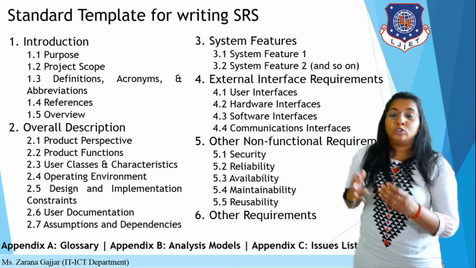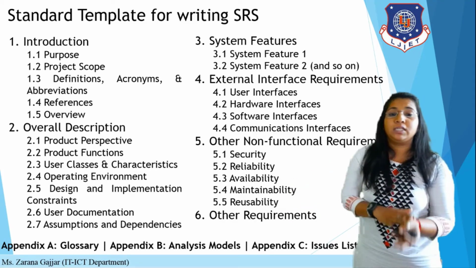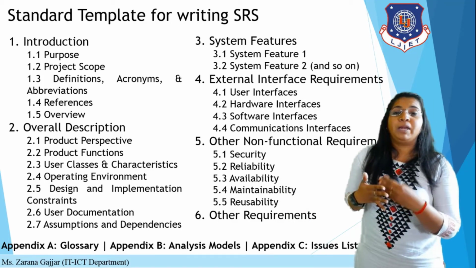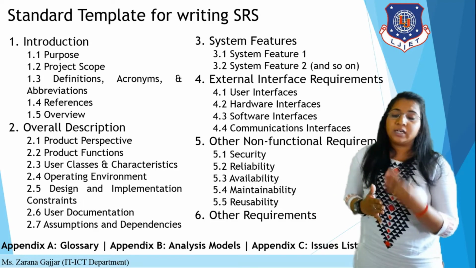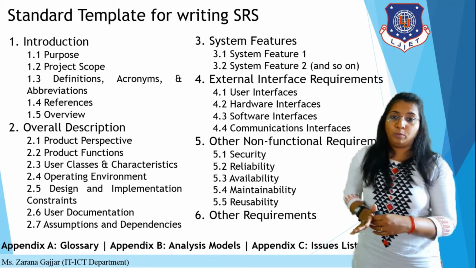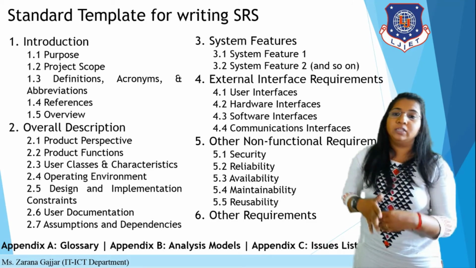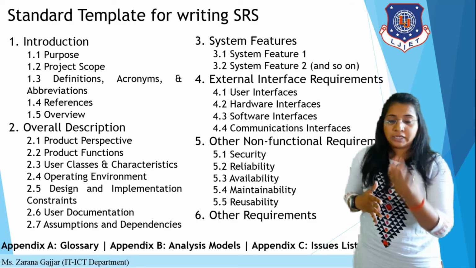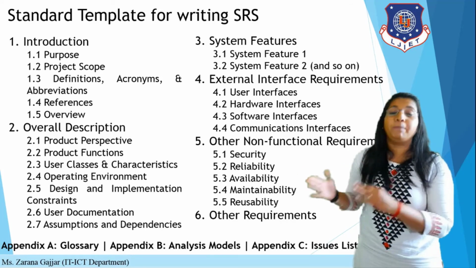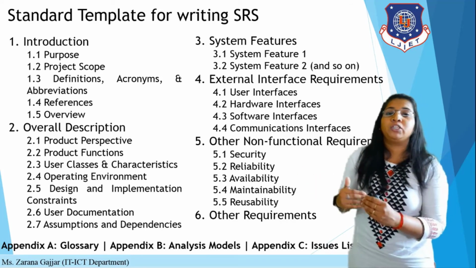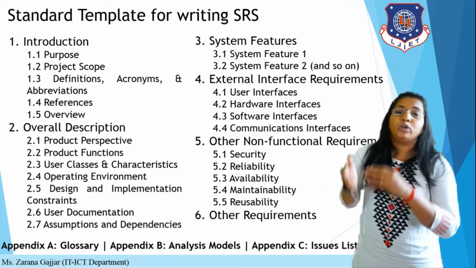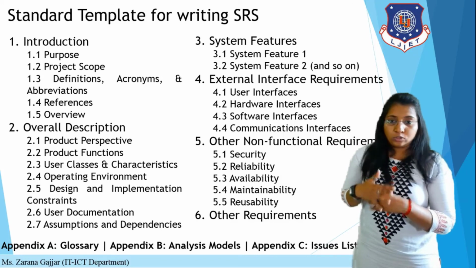Then operating environment. So in which environment you are able to access that particular software or application, that will be mentioned. Then design and implementation constraints. So what the design and implementation constraints are, that will be mentioned in this section. Then user documentation. Then assumptions and dependencies. So how the user will understand that particular software and what the dependencies of that particular software are from one page to another page. That will be mentioned in that particular unit. So the second topic is about the overall description of your software product.